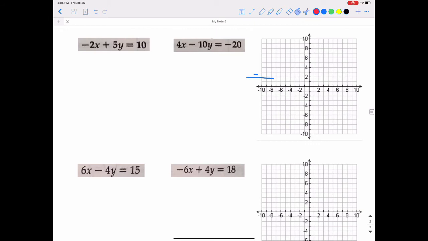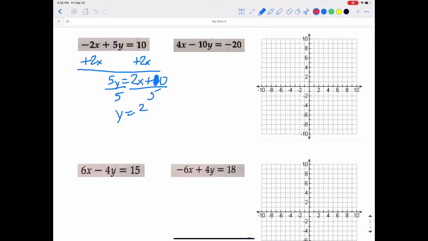A couple of special case situations that you might run across are on these. Again, the directions are still to solve by graphing. So when we solve the first equation by graphing, we can add 2x to both sides. So that'll be 5y equals 2x plus 10. Then divide by 5. So that gives me y equals 2/5 x plus 2.